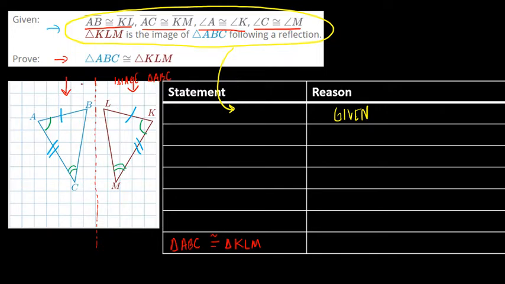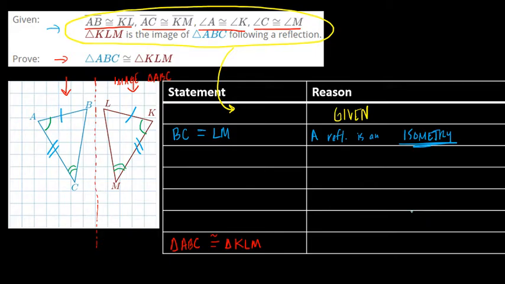So I'm going to work on figuring out how to prove that line segment BC is congruent to line segment LM. Now, I can't just claim that right off the bat, but I do know something about their measure. I'm going to claim that the length of BC is equal to the length of LM, or in other words, they have equal measure. And the reason that I can claim this is because a reflection is an isometry.